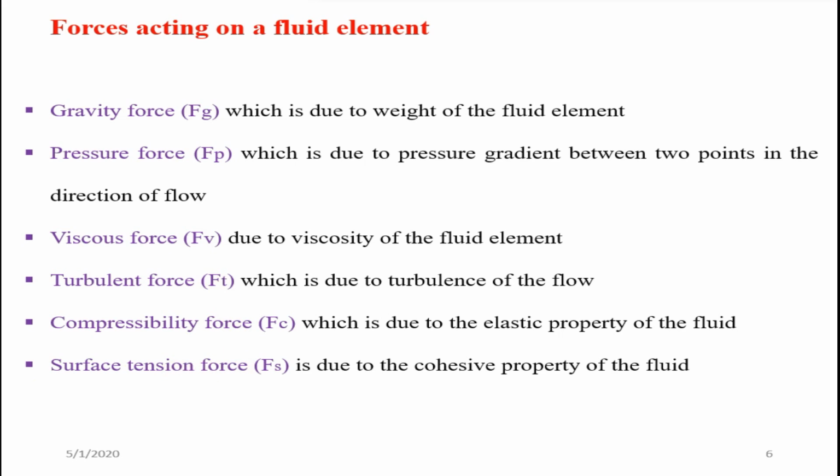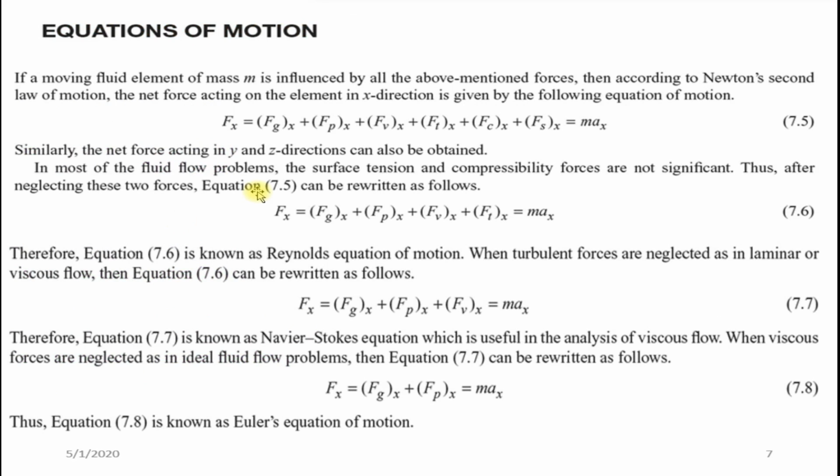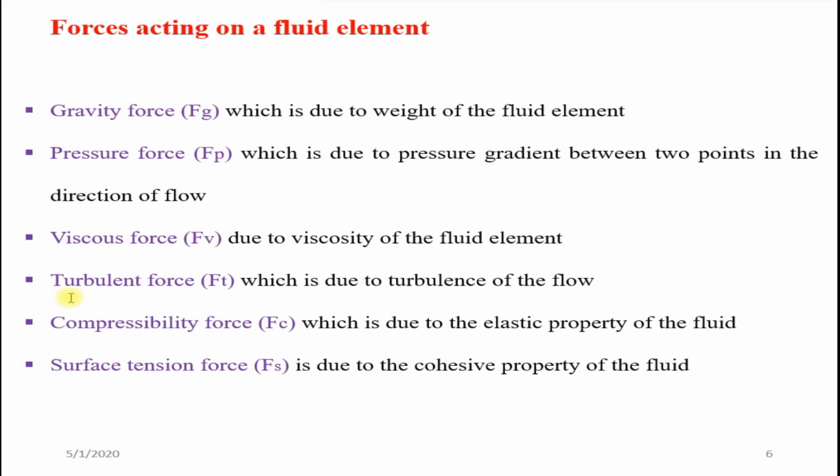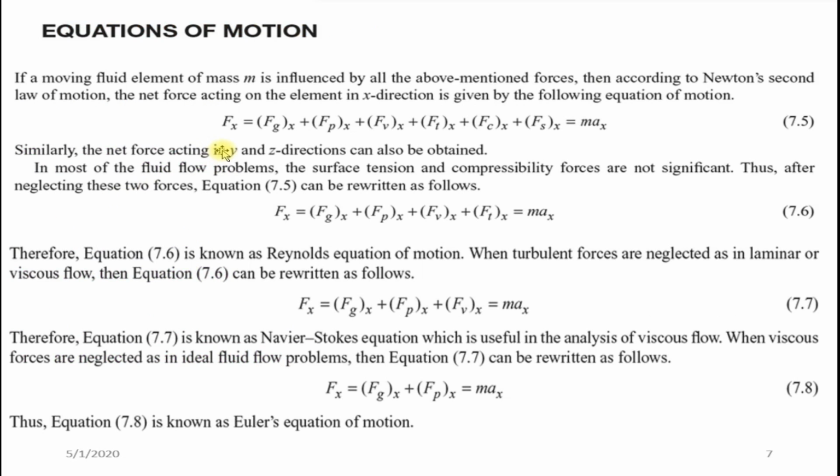Now we will see the equation of motion. If the moving fluid element of mass m is influenced by all mentioned forces, then according to Newton's second law of motion, the net force acting on the element in x direction is given by, we have already stated all the types of forces which is acting on a fluid element during the fluid flow. So if you want to find net force in x direction, you have to add all these forces.